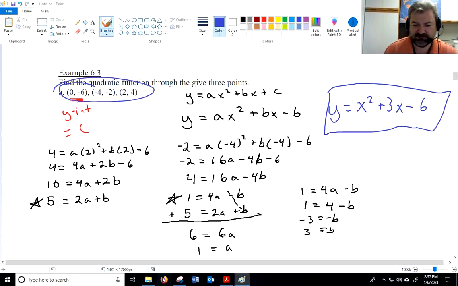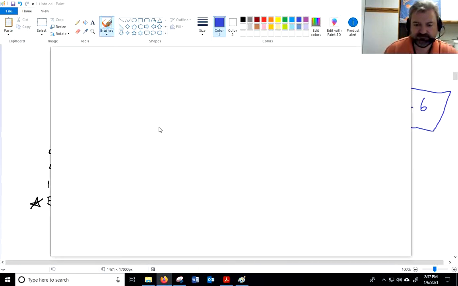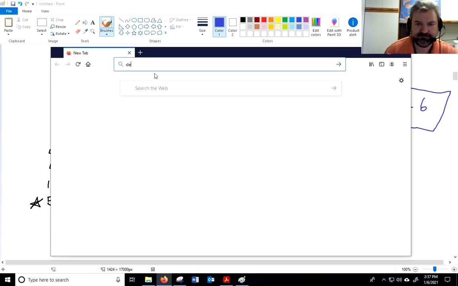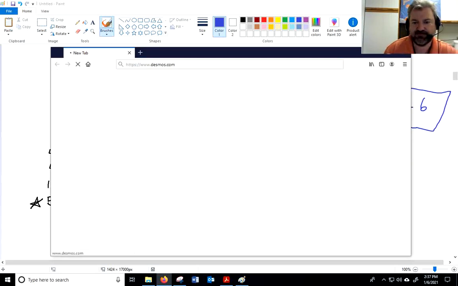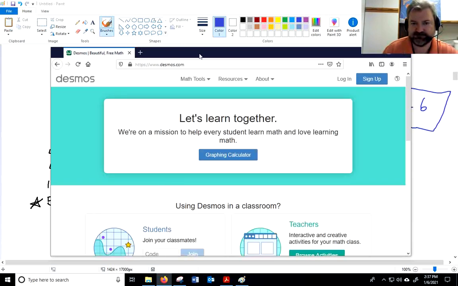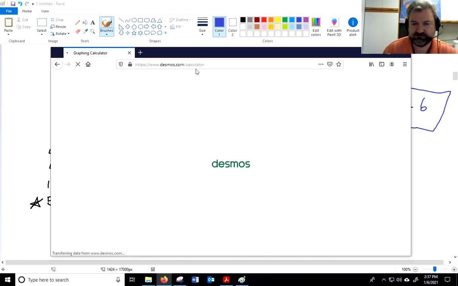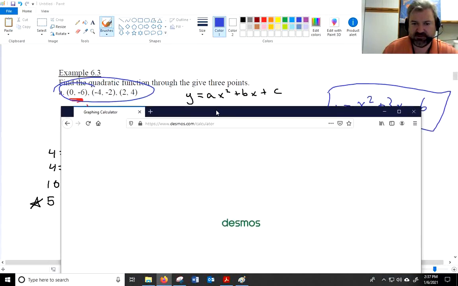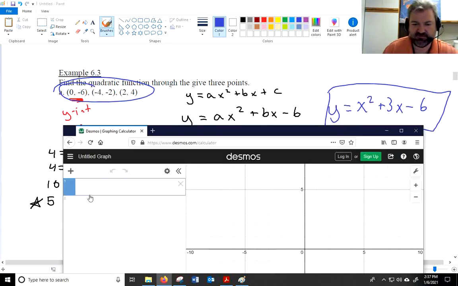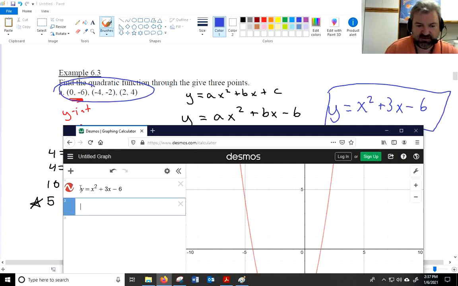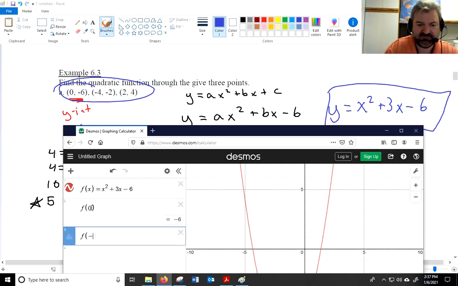Let's check. Okay, so I'm going to just simply type in my equation here. Y equals x squared plus 3x minus 6. Actually, I'll use function notation. I'll say f of x. And we can see f of 0 is negative 6, f of negative 4, and f of 2.